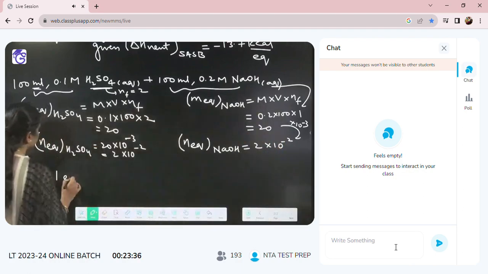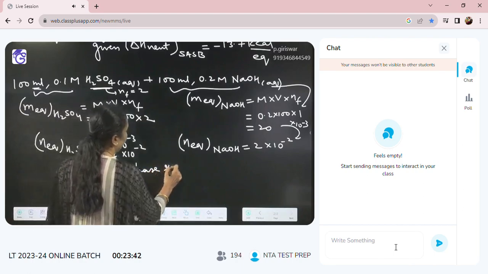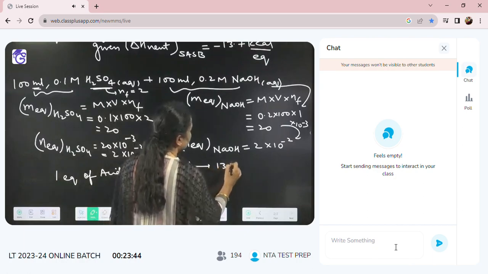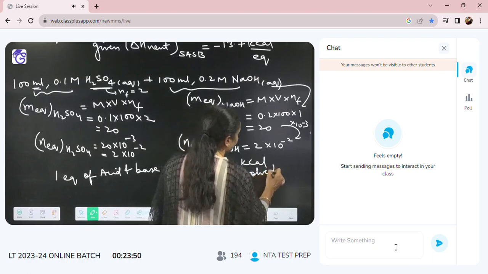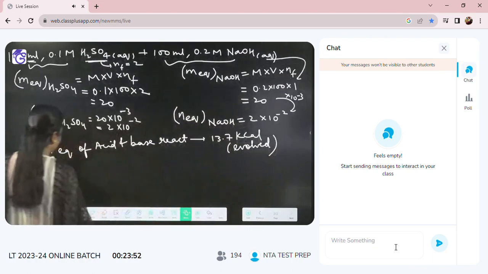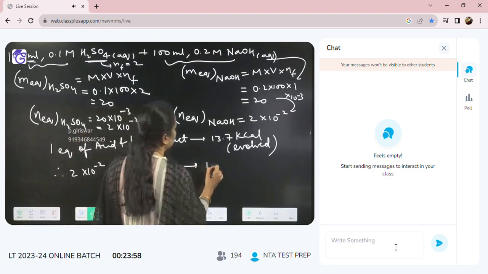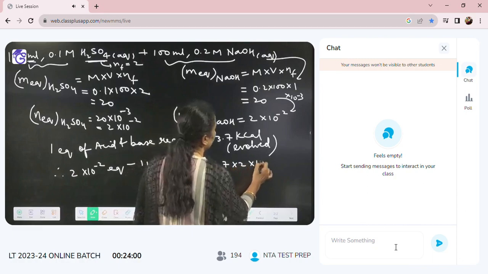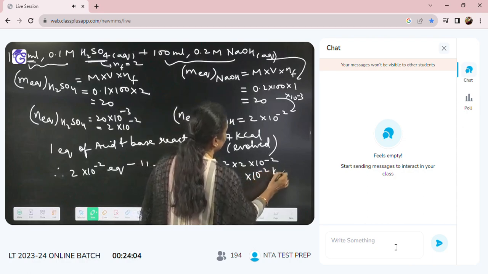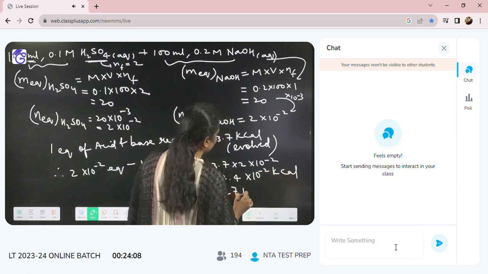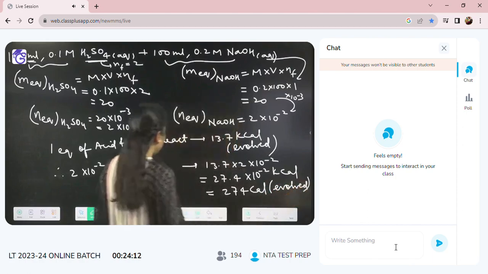So here I'll write down: one equivalent of acid and base, when they react, how much amount of heat is liberated? 13.7 kilocalorie heat is evolved. So therefore, when 2 into 10 to the power of minus 2 equivalent of acid and base react, it is 13.7 into 2 into 10 to the power of minus 2, which is 27.4 into 10 to the power of minus 2 kilocalorie of heat evolved. Or else can I write down 274 calorie? This much is evolved. So you should be very careful about one thing.